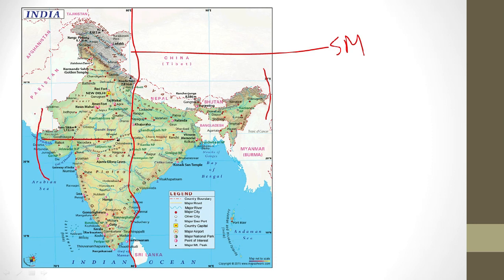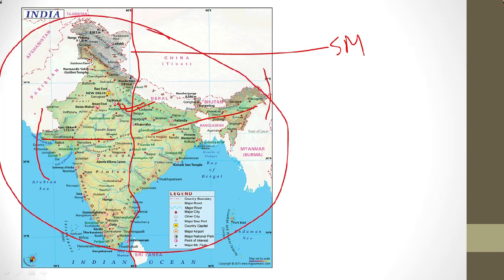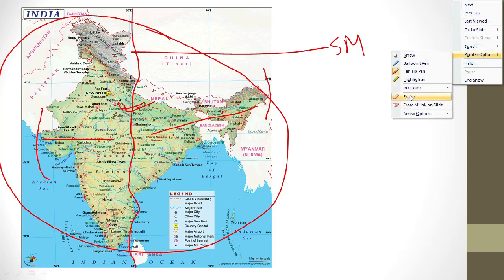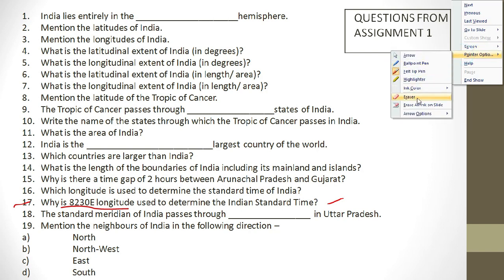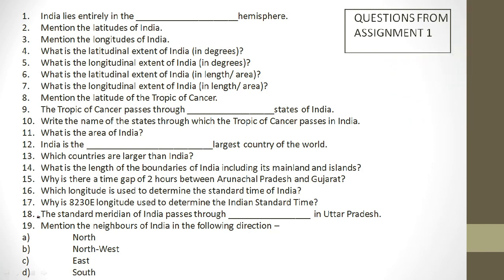But if we take the average of both these longitudes, the clocks which read the time at this longitude, the time happening there could be easily implemented for entire India in order to deal with the confusions created with different local times. Clear? Now let us move to our next question. Next question says the standard meridian passes through Mirzapur in Uttar Pradesh. I hope this is clear.